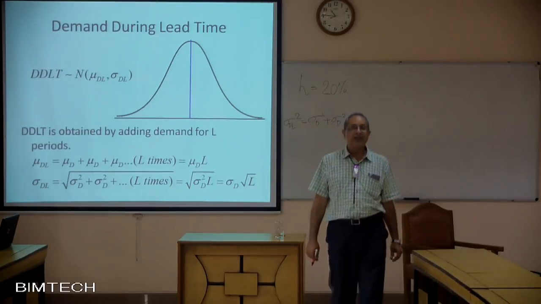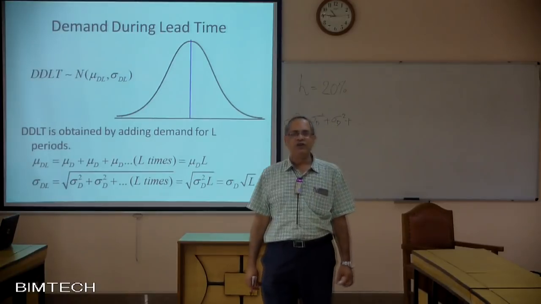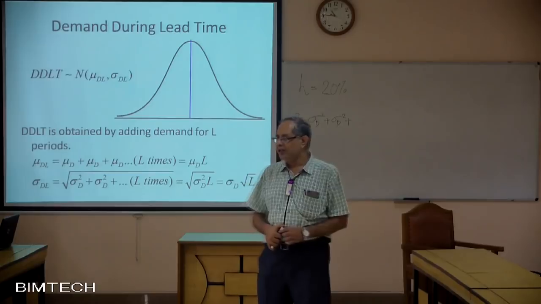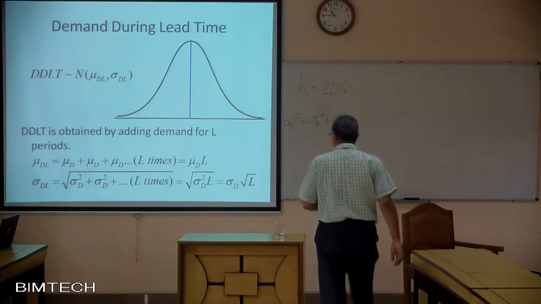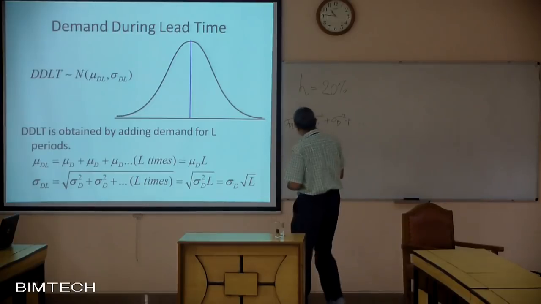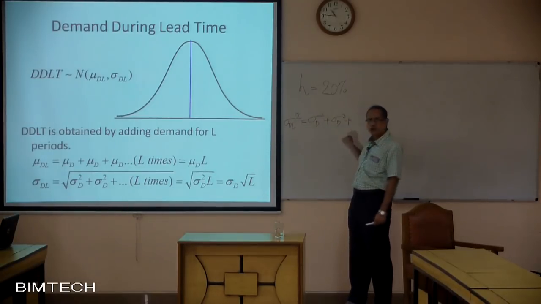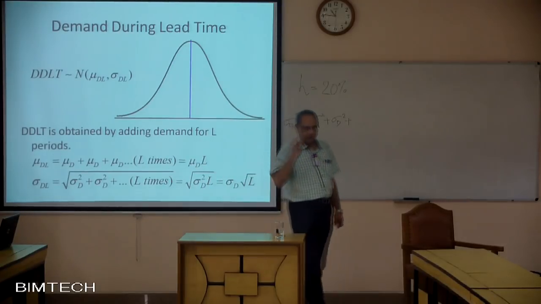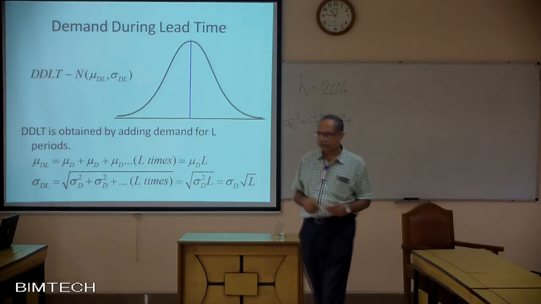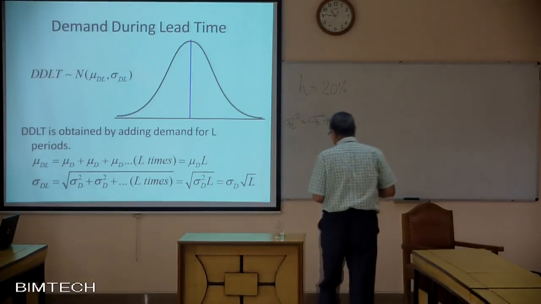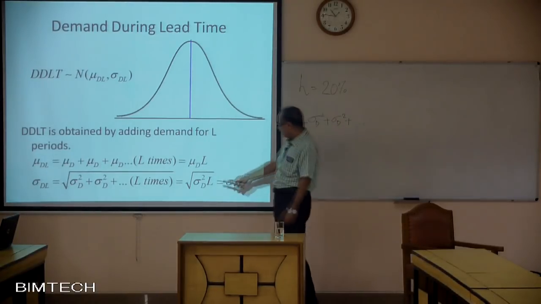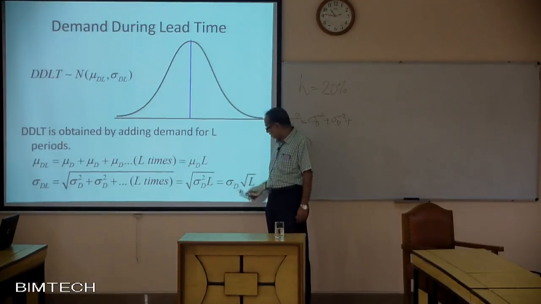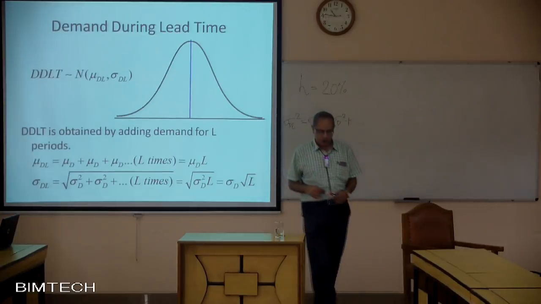So the variance combined is equal to the sum of the variances of the demands that we are combining, and therefore, what is the standard deviation? Well, I simply take root on both sides, so sigma dl is square root of the sum of those variances, and therefore we get square root of sigma d square into L, because we are combining L such variances, which is sigma d into square root of L.